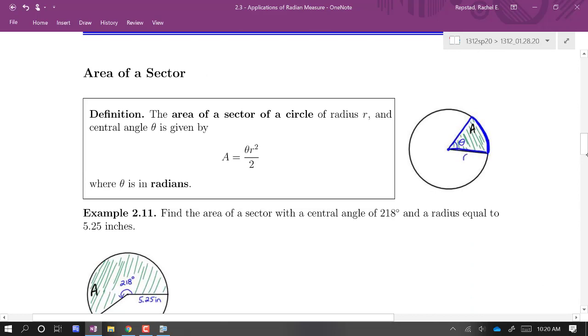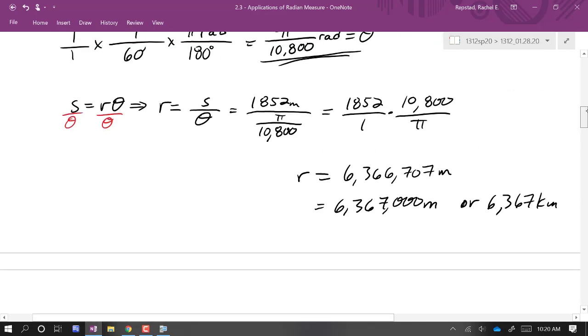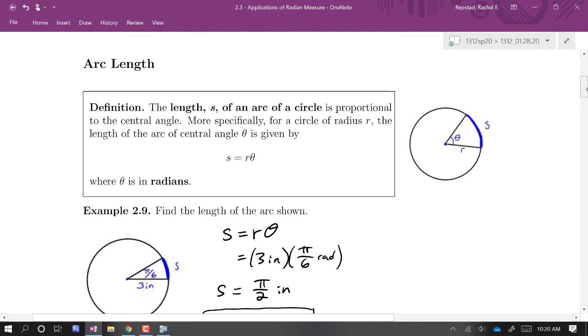Okay, so we did some stuff with the arc length. The next application is on area of a sector. Oh, wait, before we do that, I'm going to go back here for a second. What's the circumference of a circle? Does anybody remember how we find the circumference? 2 pi times radius. Yeah, 2 pi r, right? So the circumference is 2 pi r. There's a formula we know and love.